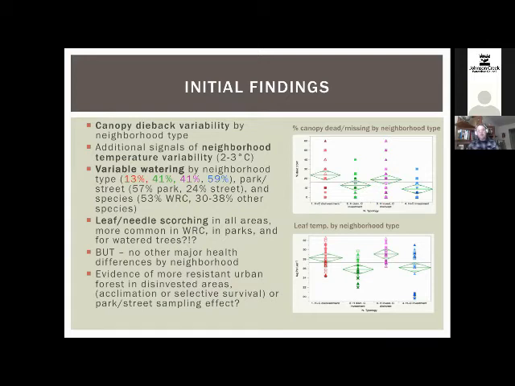Those more vulnerable trees that have been kept alive in these higher status neighborhoods may be the ones that individually experience higher damage from the heat event. So we're trying to untangle some of that in our data.